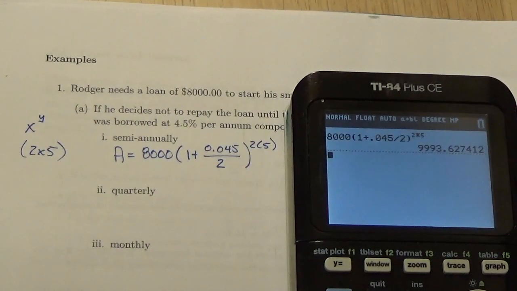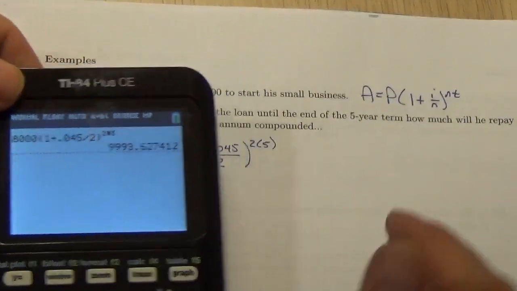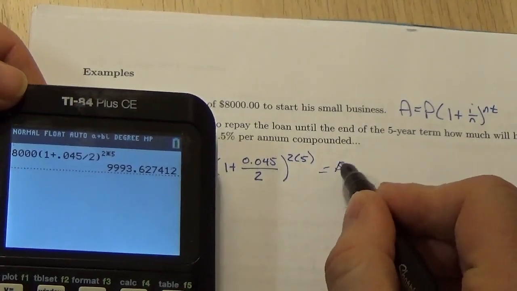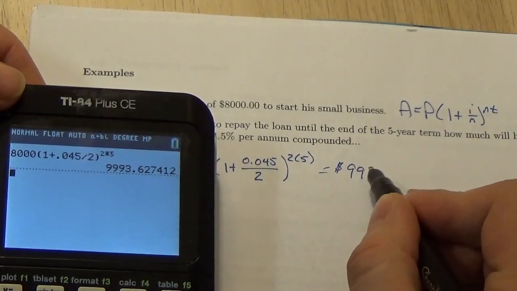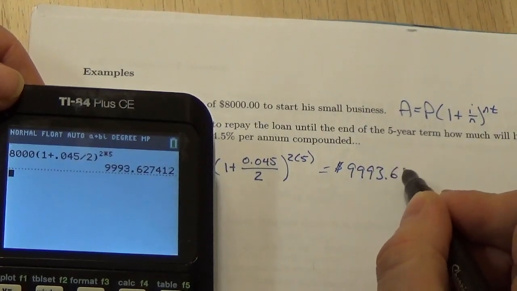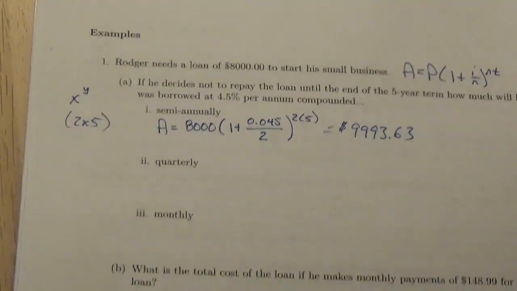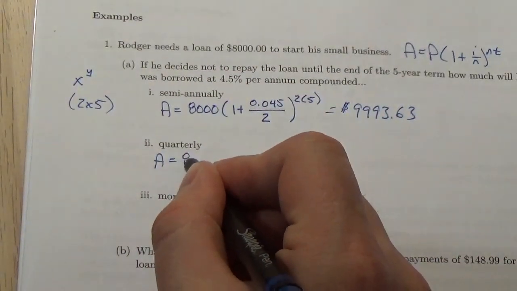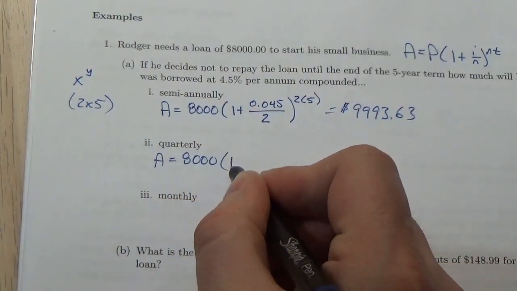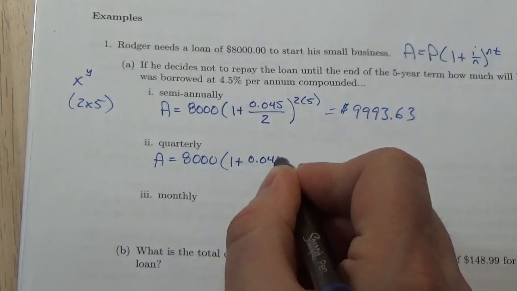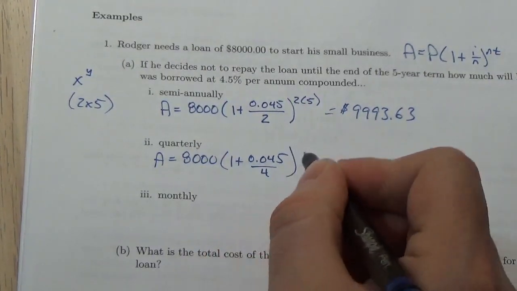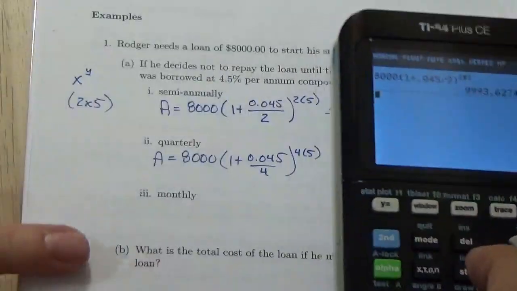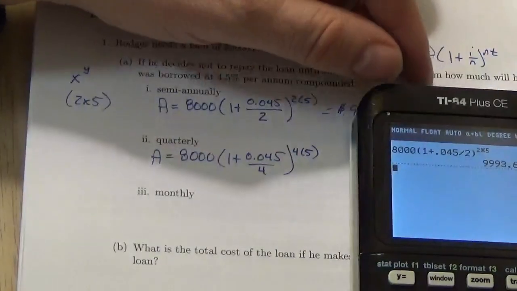Now I press enter, and it looks like all together here, okay, Roger would pay, if he didn't pay it back until the end here, $9,993.63. Okay, but what if he does it quarterly? So that means that interest is going to be compounded 4 times a year to the power of 4 times 5. Okay, so now it's the same thing.